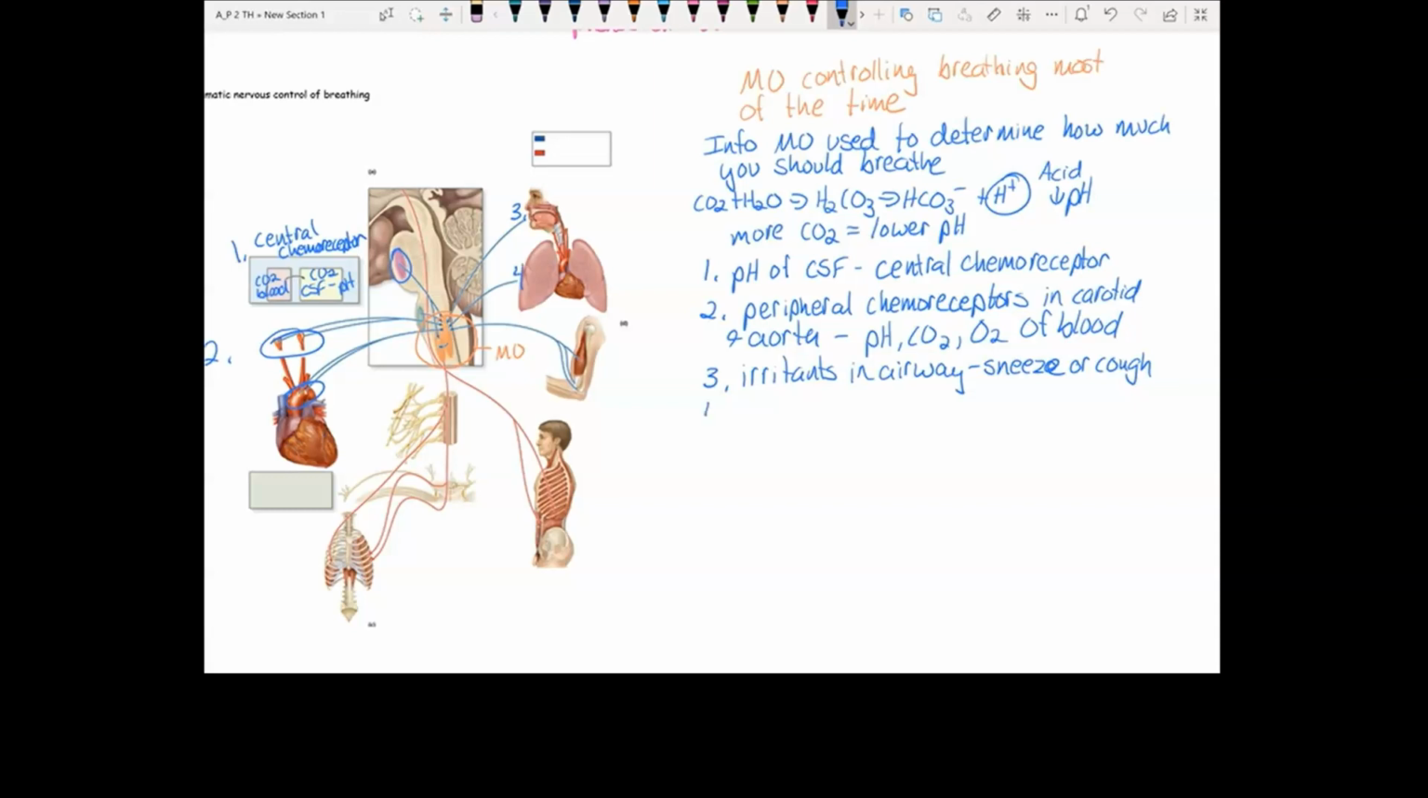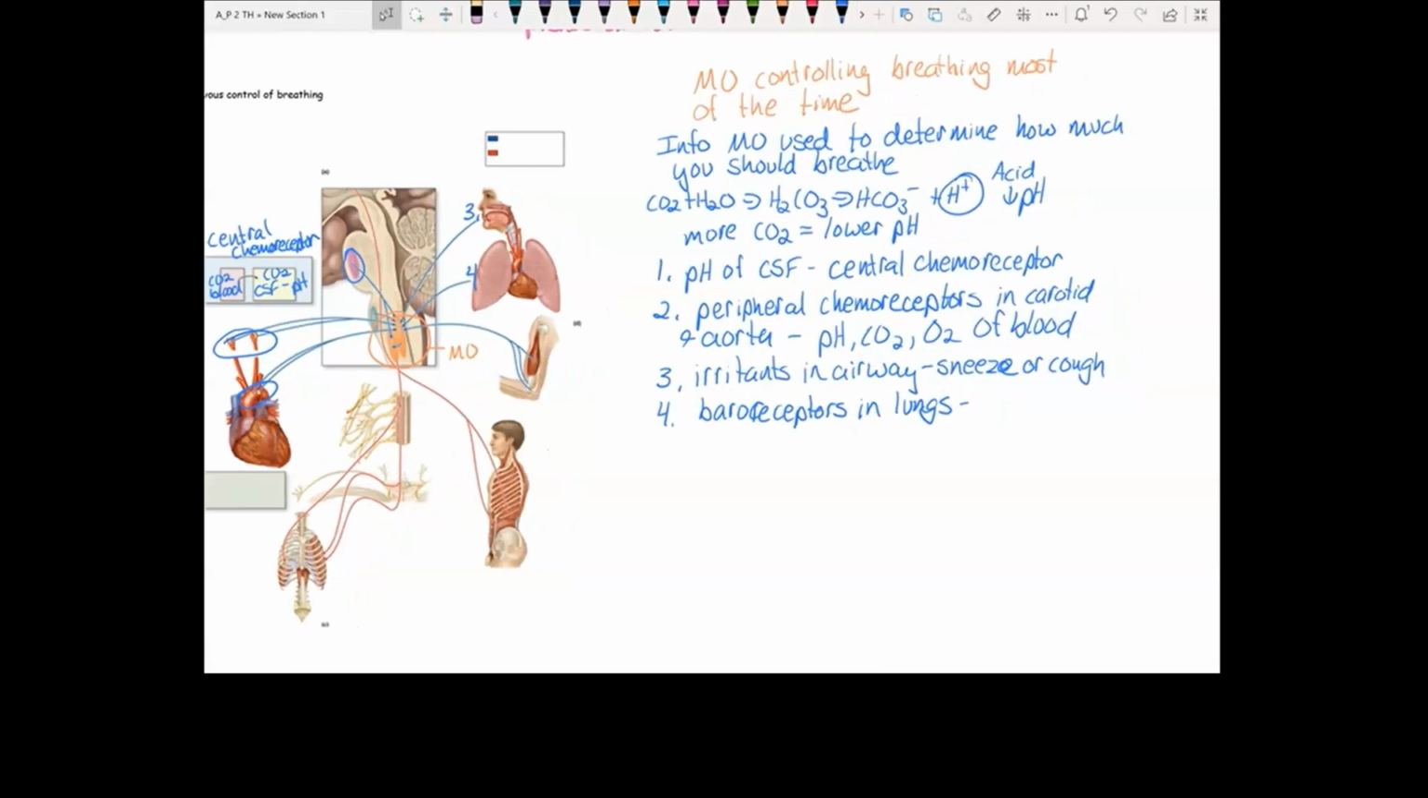The fourth one is here. This is baroreceptors in your lungs. Okay, think back to chapter 16. We talked about baroreceptors. Also in chapter 20, they detect stretch. They will let you know if you are taking too deep a breath and overstretch your lungs.